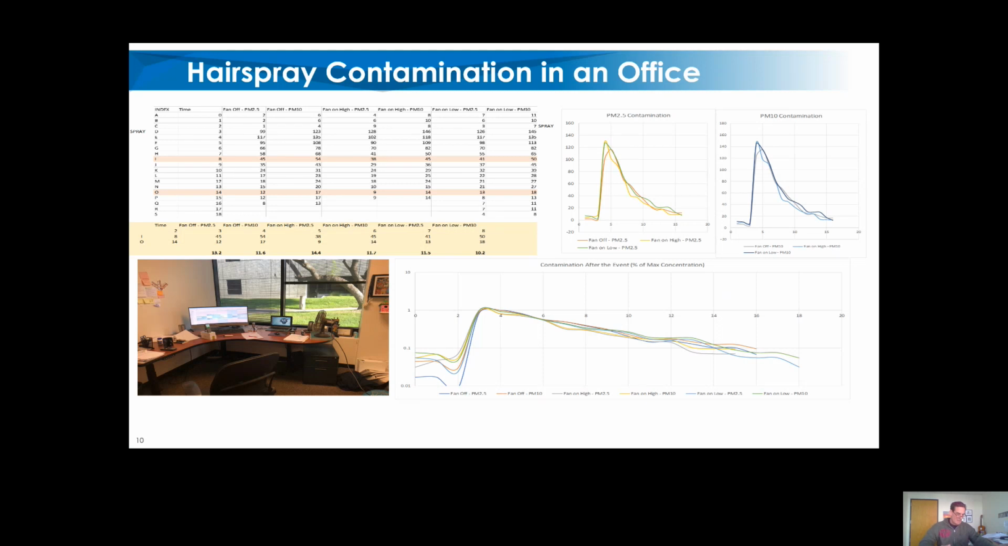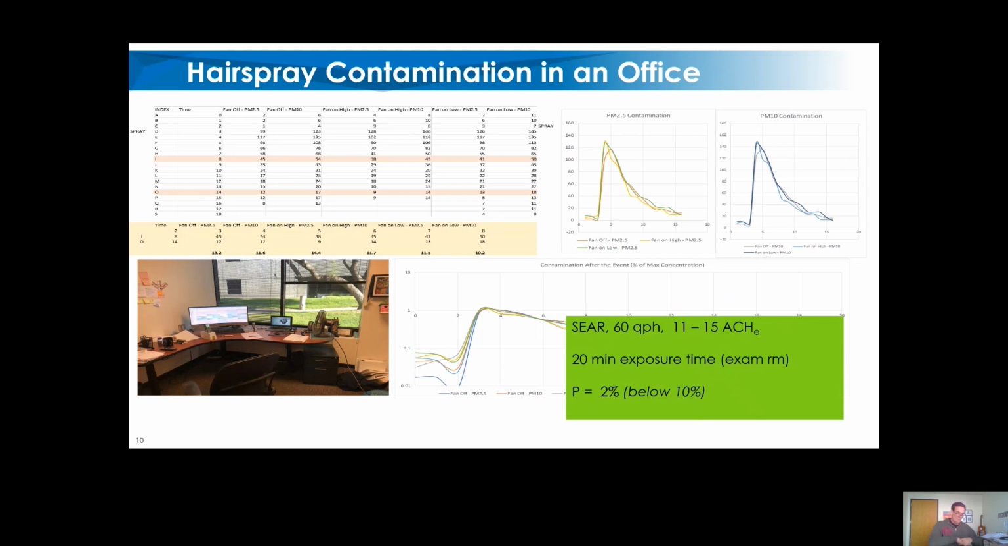Measured contamination rates were between 11 and 15 in all cases. So if my office were an exam room with a 20-minute exposure time, the standard environmental aerosol risk would be below 10%.